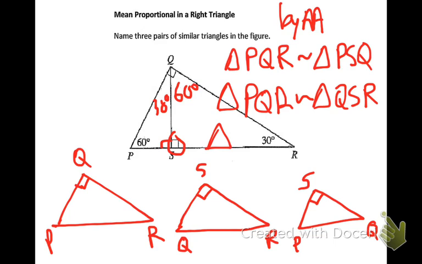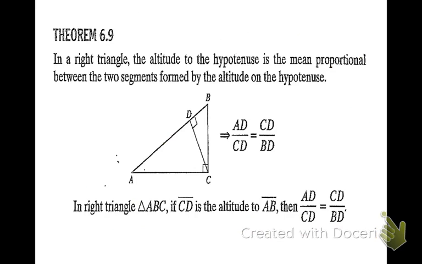And then we've got PSQ, the small one. It's going to be similar to the medium-sized triangle, QSR. Right? Questions on matching up these similar triangles when we have one triangle drawn like that? Everybody has it? Okay.